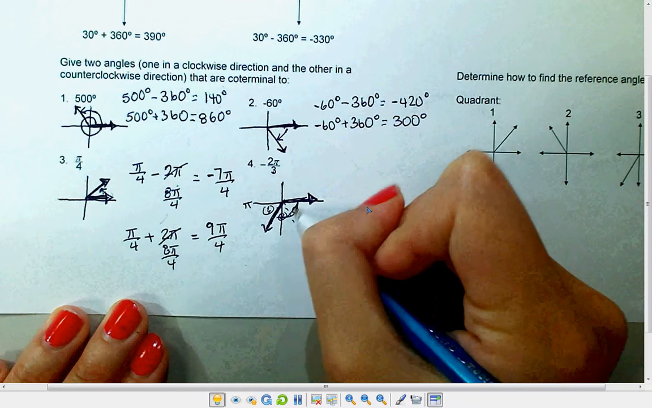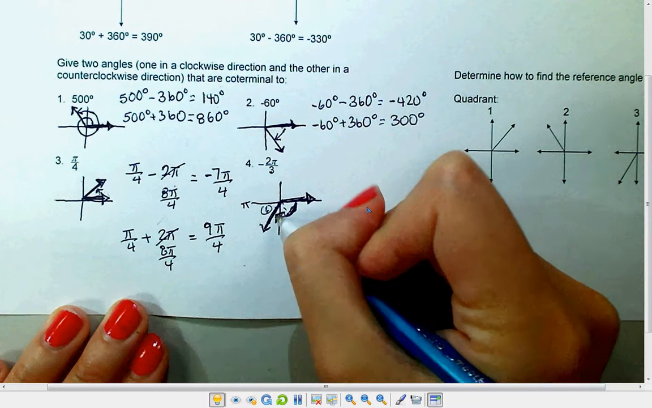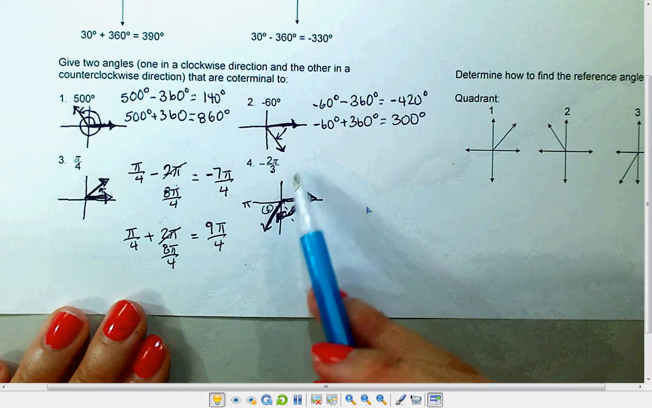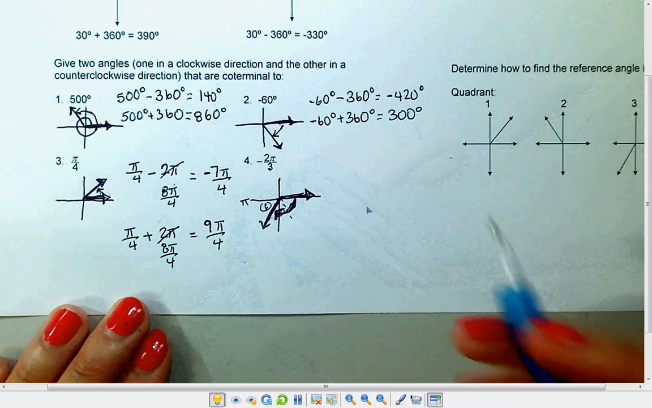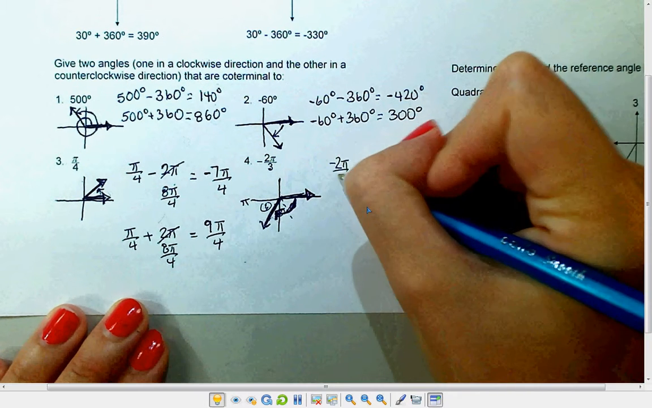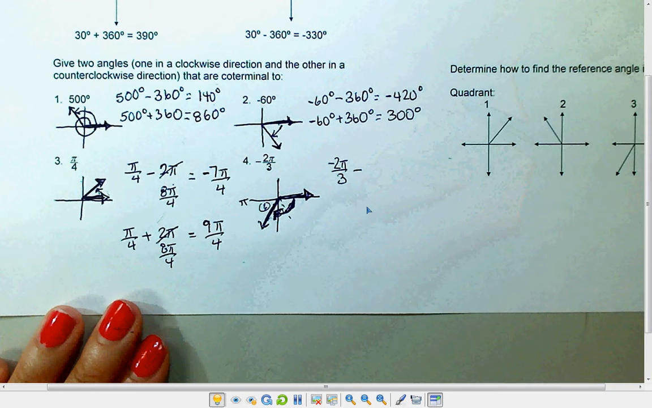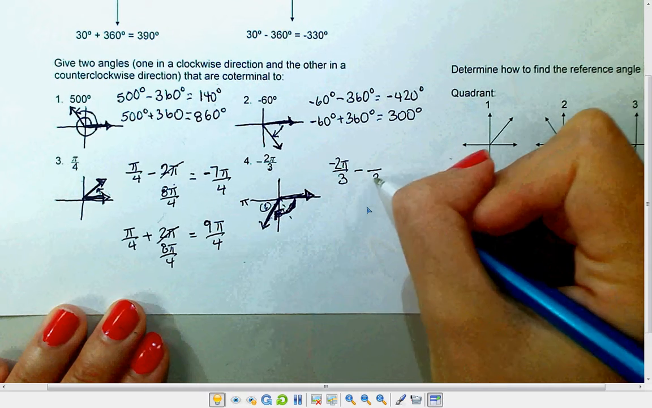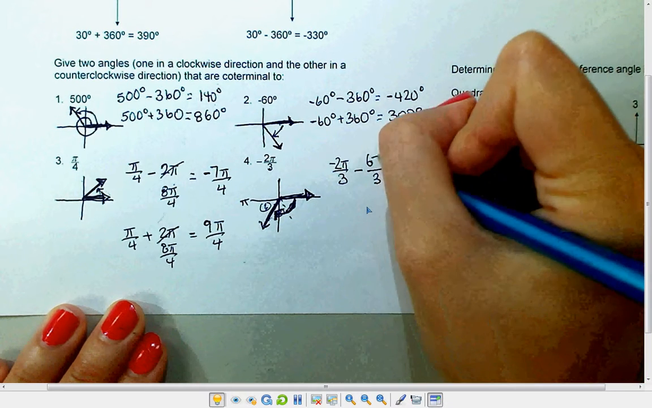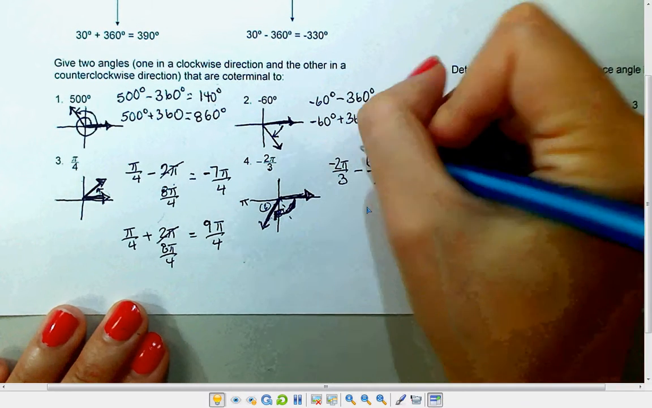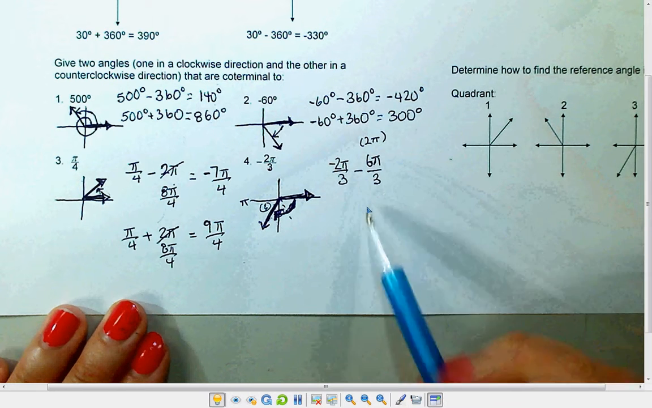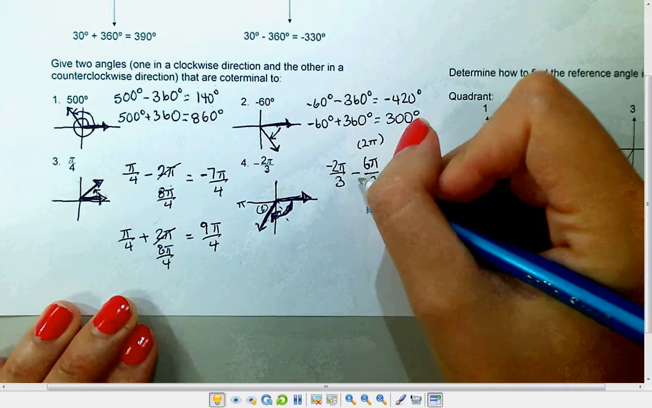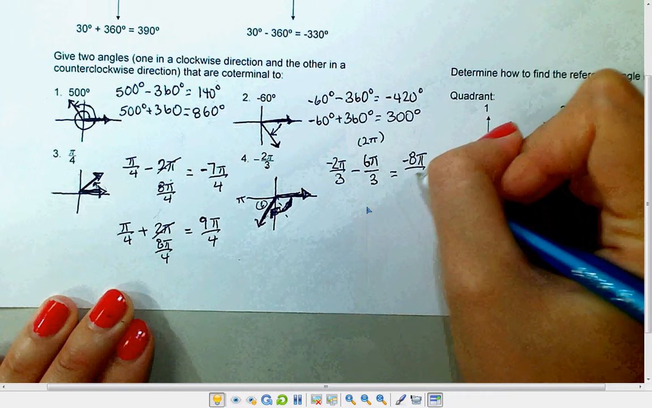Alright, so this is what negative 2 pi over 3 looks like, right here. This is 2/3 of pi. So again, to find my coterminal angles, I'm going to be subtracting 2 pi. I want to rewrite 2 pi with a denominator of 3, so if we multiply by 3 over 3, it's 6 pi over 3. We're just subtracting 2 pi, but I've rewritten it as 6 pi over 3. This is going to give us negative 2 minus 6, which is negative 8 pi over 3.